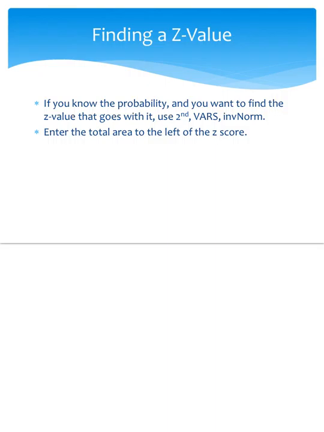Sometimes you'll be asked to work backwards. You'll be given the probability, and you'll be asked to find the z-value that goes with it. To do this, I want you to use technology. You're going to hit second and VARS, and then go to inverse norm. All you have to do is enter the total area to the left of the z-score and hit enter, and it'll give you the z-score that corresponds with it.